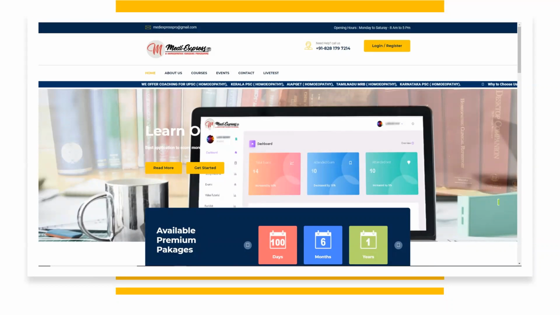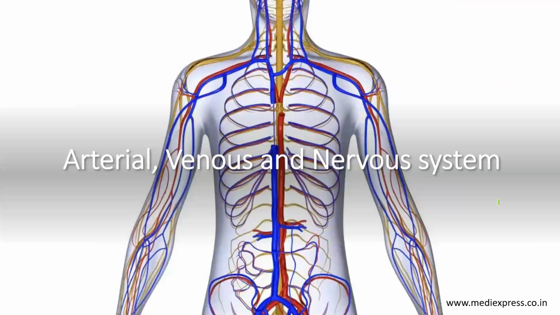Welcome. So, in the coming three classes, we'll be dealing with anatomy and you'll be acquainted with all the important topics of anatomy. Now, today, we will be dealing with the arterial system, venous supply, and the nervous system of the entire body.